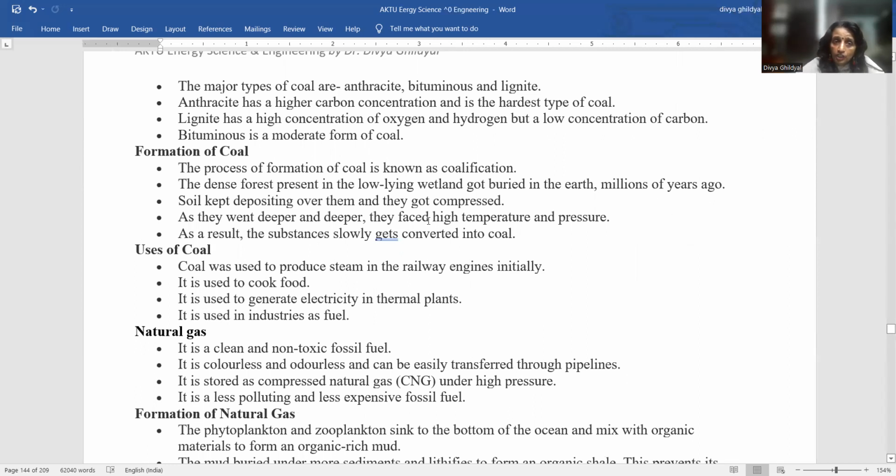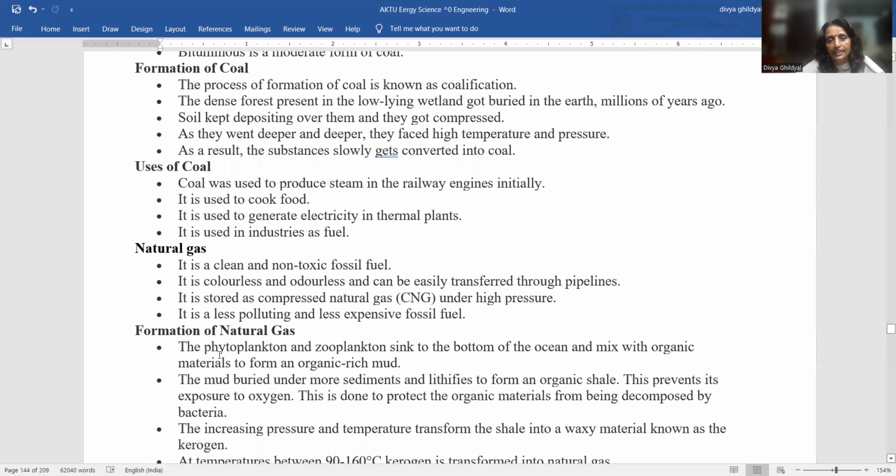Coal's major use is in running railway engines, all the trains which are dependent on coal. In the mid times, many types of new trains came up based on magnetic technology and other technologies, but still three-fourths are using coal. It is used to cook food. It is used to generate electricity in thermal plants.